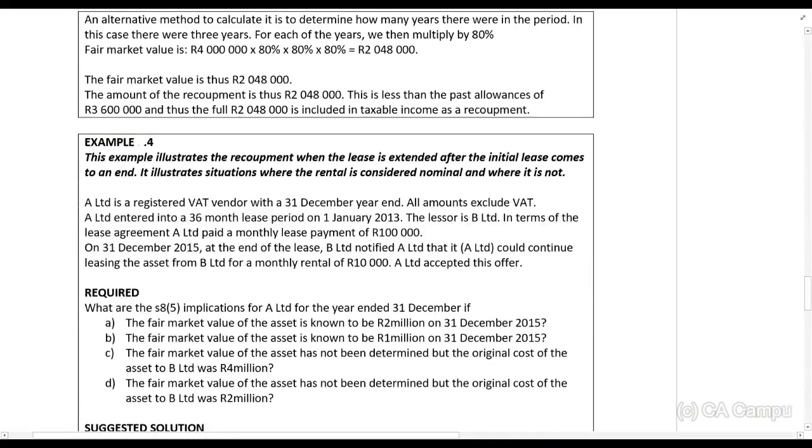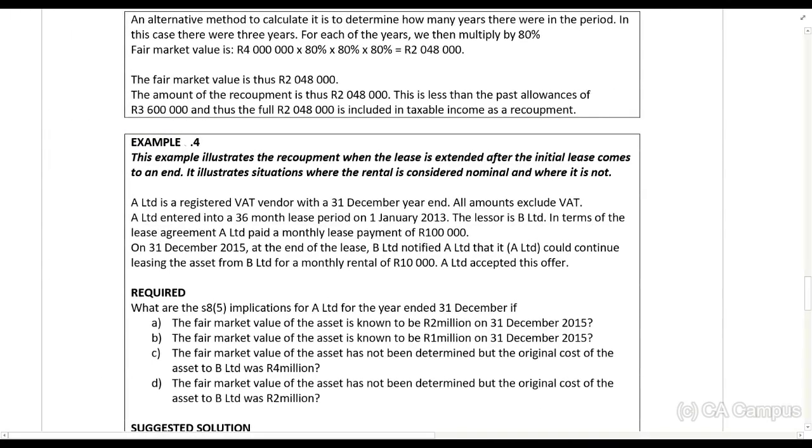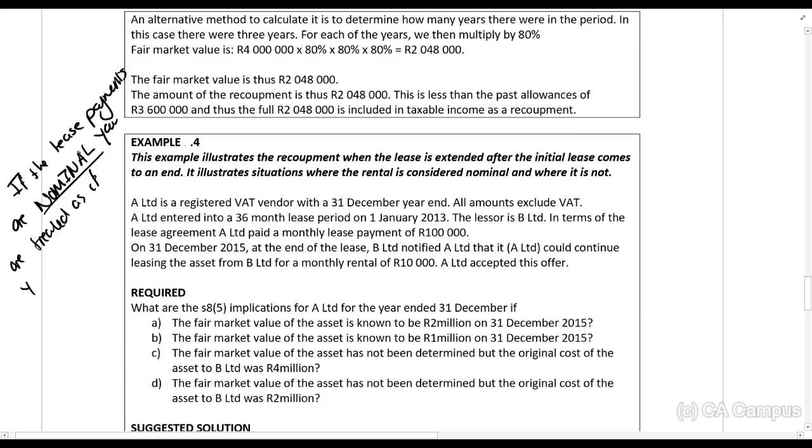Now, I'm going to remind you the following. They said, if the lease payments are nominal, you are treated as if you received the asset for free. So if the lease payments are nominal, you are treated as if you received the asset for free. When is it nominal? When it's less than 10% of the value of the asset. So let's start with it.